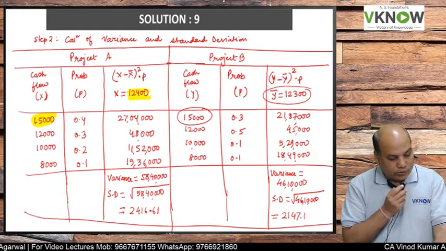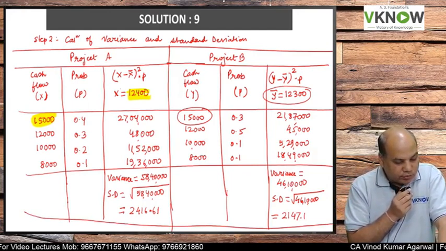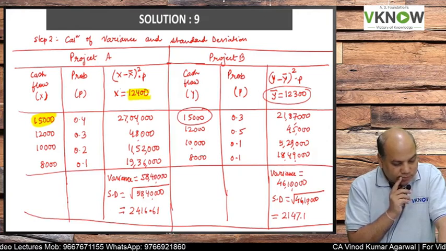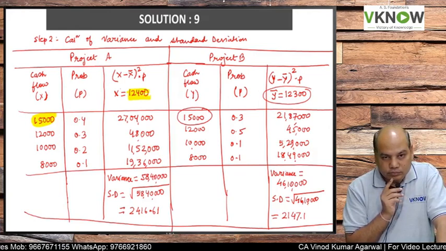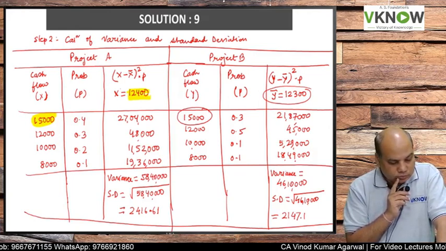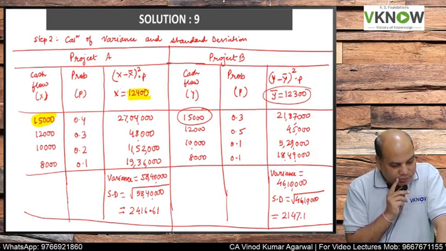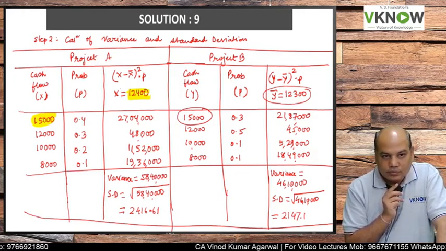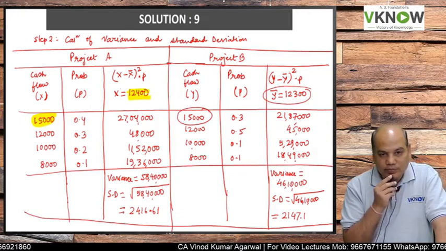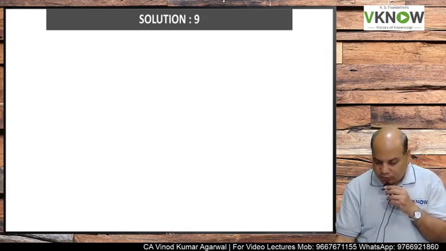So first question was compute expected cash flow, we have done. Compute risk attached, that is standard deviation, that also we have done. Okay. What is the third question? Profitability index. Since you are a highly talented student, you will find and tell me. Profitability index of each project.